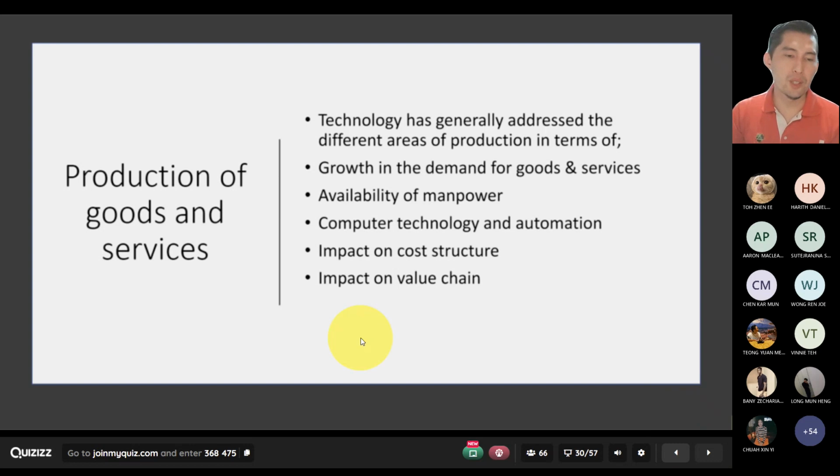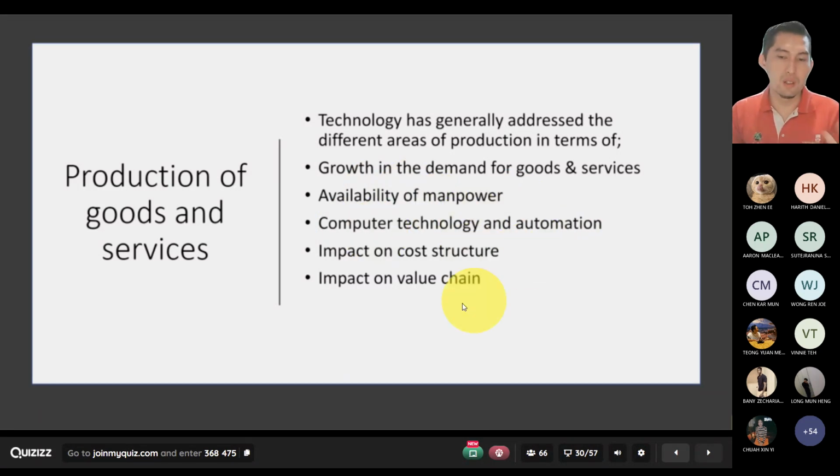So last but not least is the production of goods and services. In this manner, I think we are all agreeable that the rate of change for production of goods and services and the effect that technology has on them has definitely changed a lot, right? The growth is basically changing together with the demand for the goods and services, right? Look at what the pandemic has done to the whole world. When there is a huge spike in demand for certain types of goods and services available around the world, the availability of manpower has been affected widely as well.